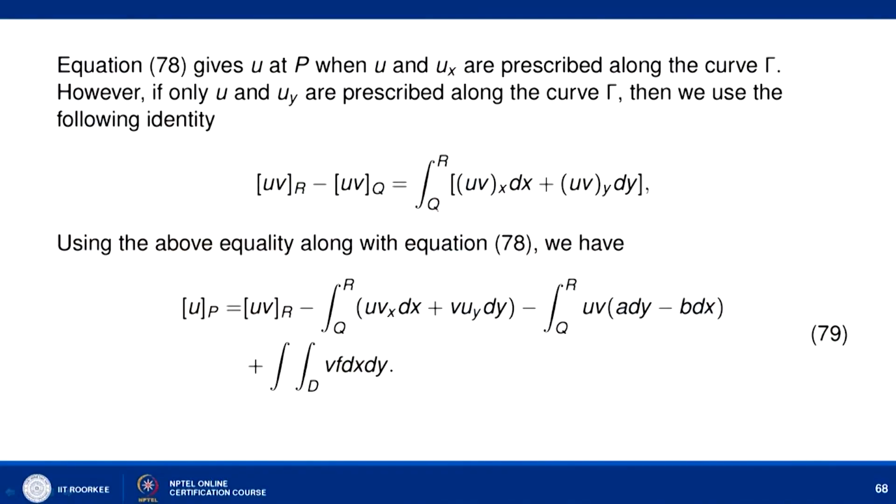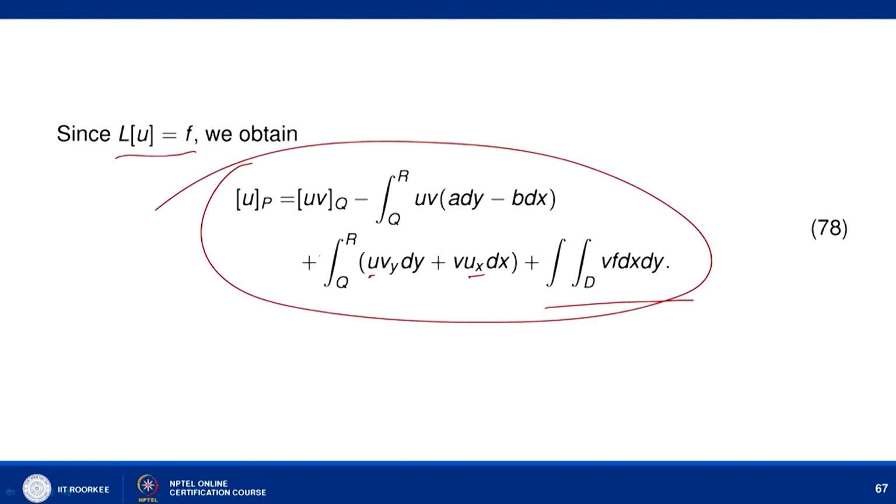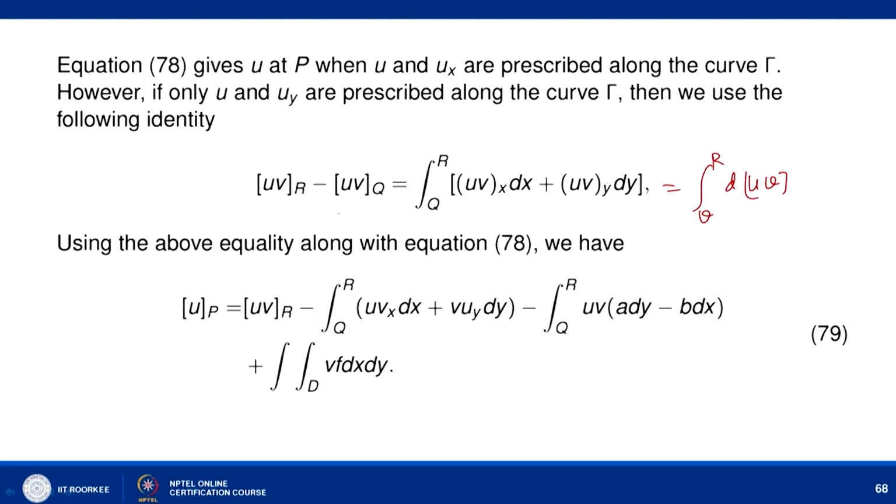So, here we use one small identity, that is uv at R minus uv at Q equal to the integral from Q to R of (uv)_x dx plus (uv)_y dy. In fact, it is simply, along QR, the differential d of uv. So, we can write it as uv at R minus uv at Q. So, using this, if you simplify, you can find the value of uv at Q from this, put it back, and you can have this formula.